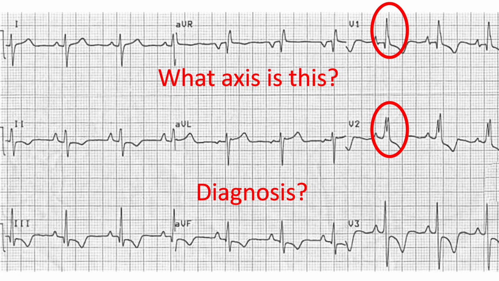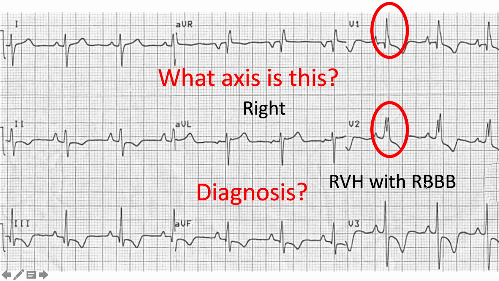So this is just to help you guys practice what you just learned. First thing we're going to do is look at lead 1. Lead 1 is a negative deflection, so then we're going to go straight to AVF. AVF is clearly a positive deflection, so this is going to be a right axis. Now the diagnosis is going to be a right bundle branch block with right ventricular hypertrophy.